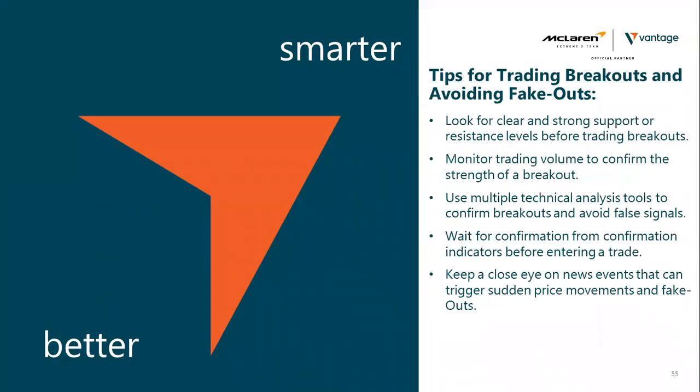So now these are tips for trading breakouts and avoid fake outs. Number one, look for clear and strong support or resistance level before trading. So, like I said, I'll back up a little bit. First of all, you come into the market, you want to understand the trend. What is the trend of the market? Is it a buy trend, or is it a sell trend, or is it a sideways trend, otherwise known as a range? That's the first thing you want to see. Now, when you have done that, you then want to find out, okay, if it's an uptrend, it means I should be looking for buy opportunities.